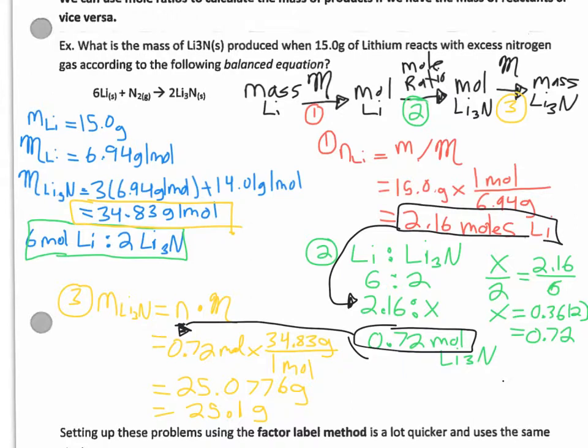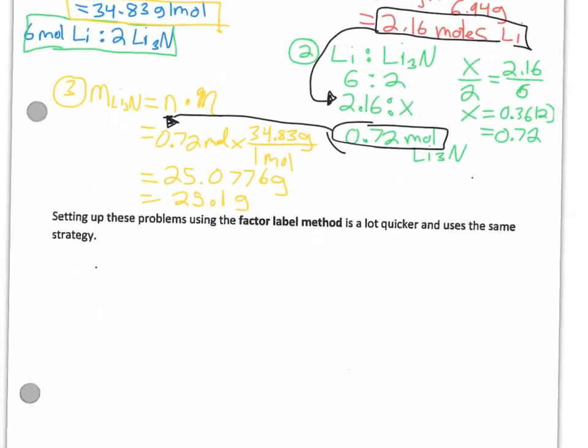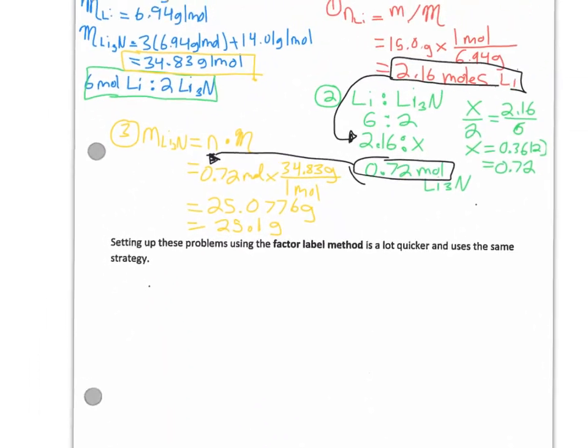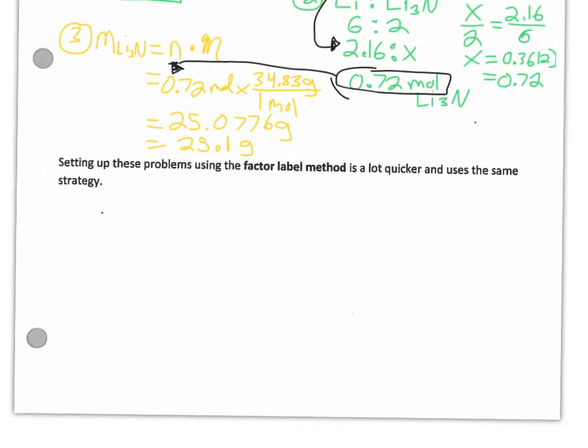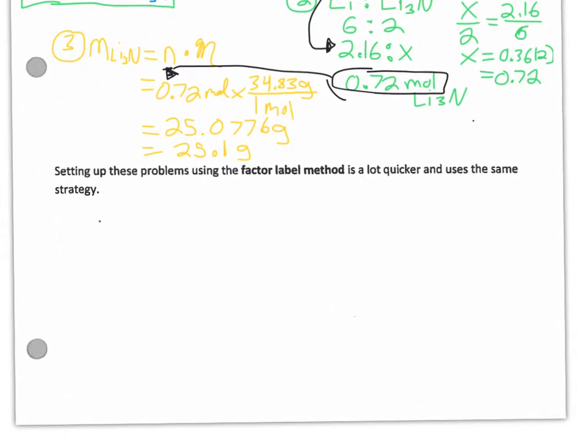So setting up the problem this way is going to give you the right answer, but it's a lot of work. We can solve this problem using the factor label method, just like we solved mole problems before, all in one step. So we're going to start off, we're going to do exactly the same problem. I'm not going to write out our givens again, but I'm going to use the same color so you can see where the steps are happening.